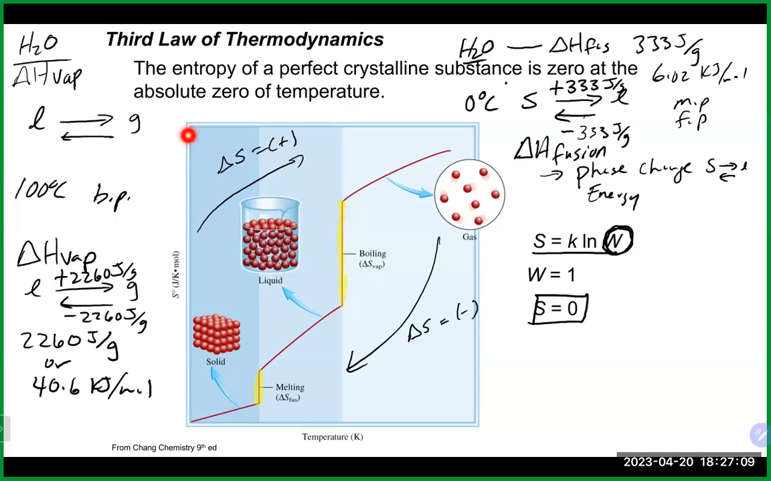It takes a lot more energy to go from liquid to gas. That's because as you go from solid to liquid, everybody's still relatively close to each other, right? There's a little bit more room of movement. But when you go from liquid to gas, you have to completely break everybody apart to get into the gas phase. So it takes a lot more energy to do that transition.